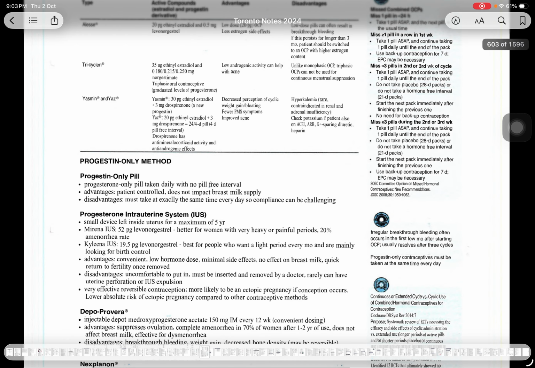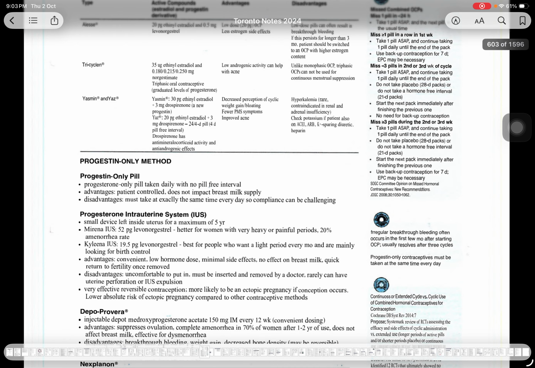Now, the progesterone-only method. Progesterone-only pills are taken daily with no pill-free interval. Advantages: patient control, does not impact breast milk supply. So, the progesterone-only pills are the ones usually prescribed in postpartum females who are breastfeeding their kids and want contraception. So, these are the ones that we usually provide.